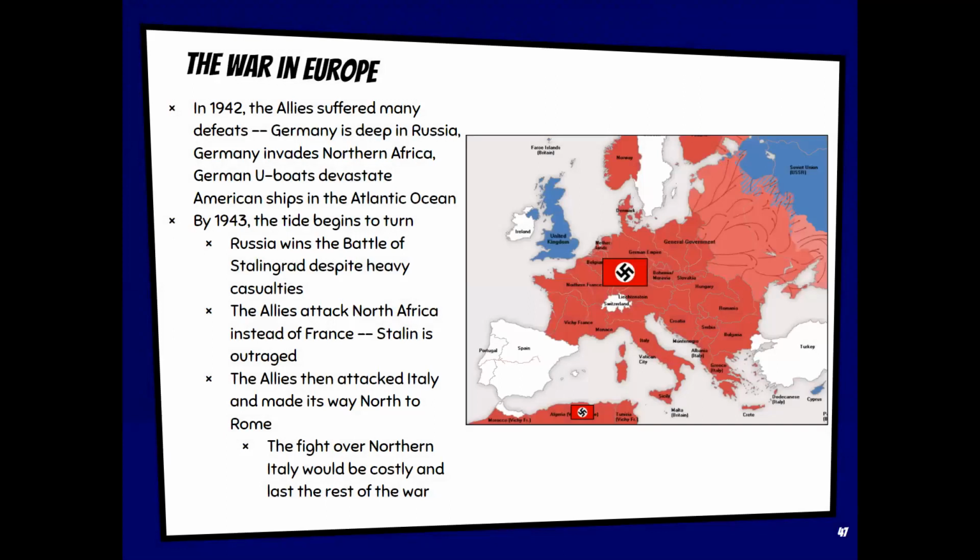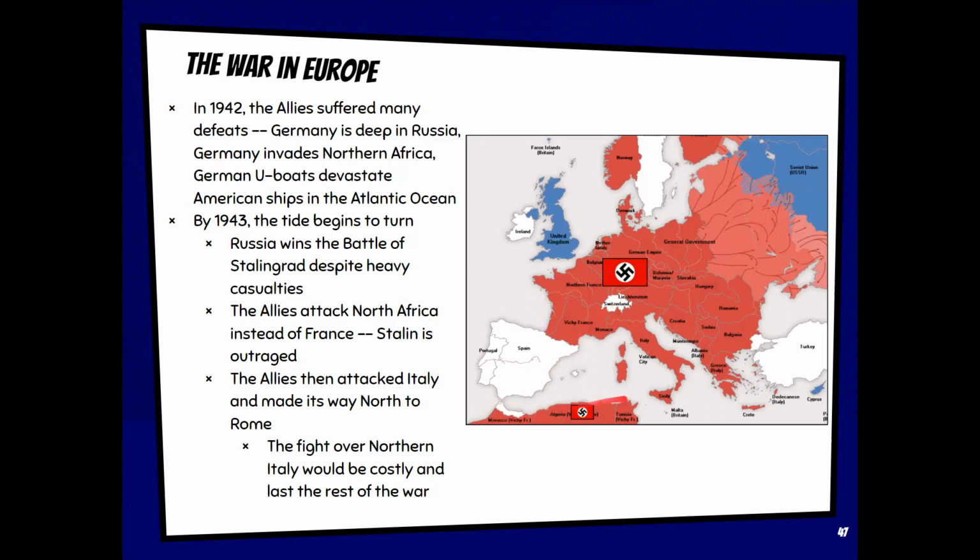As you can see in this map, in 1942, the Allies are running into some major problems. Germany is fighting in Russia. Germany has invaded North Africa. U-boats are blowing up American ships in the Atlantic Ocean. But by 1943, things begin to turn. Russia wins the important Battle of Stalingrad, pushing Germany back.